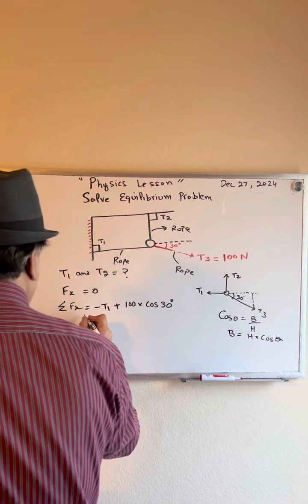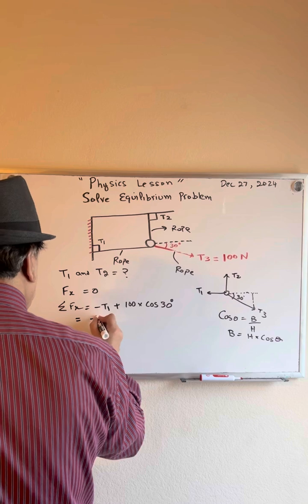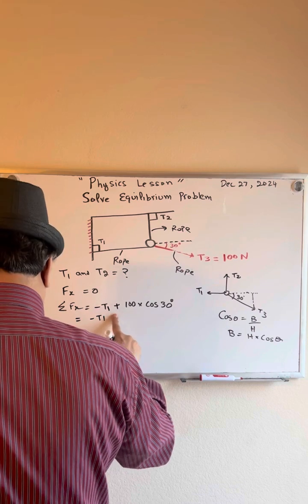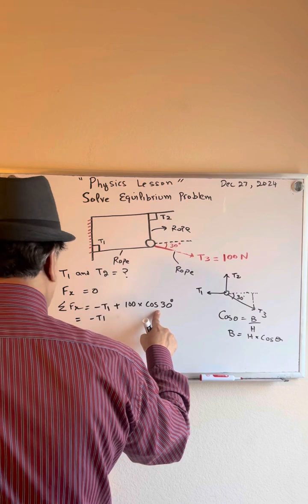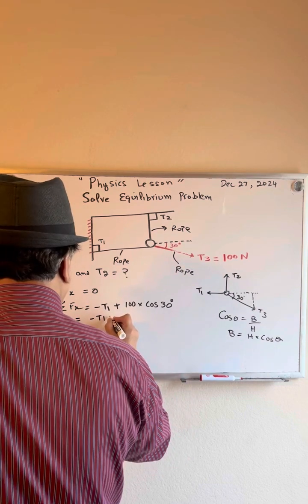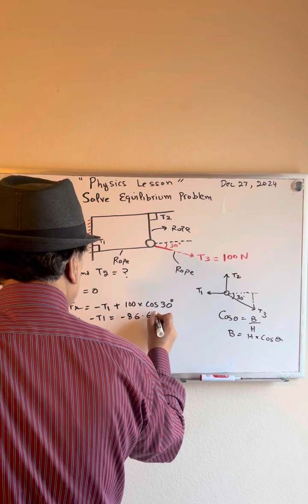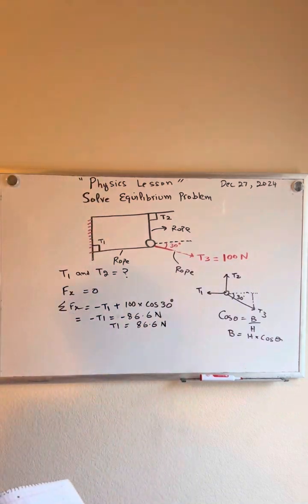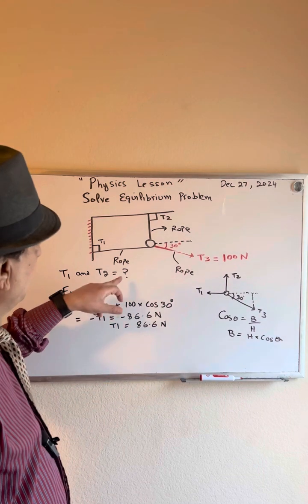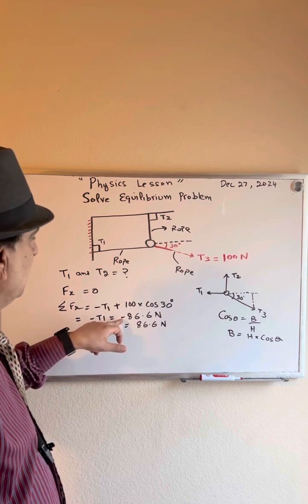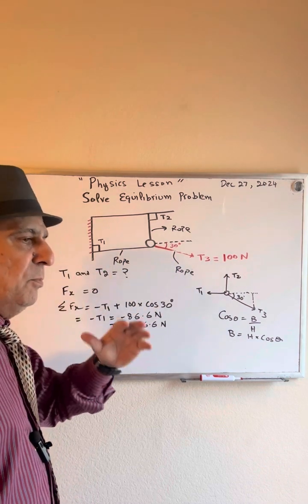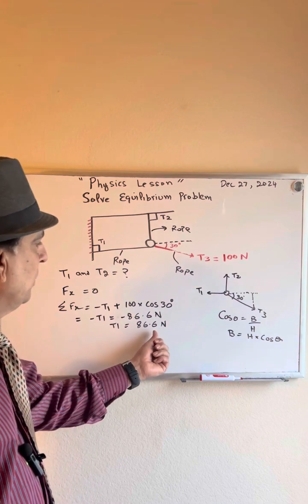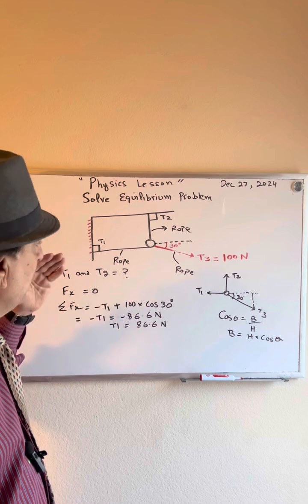So when you solve this, my friends, you will get minus T1 plus 100 times cosine theta, which is equal to 0. If you solve this, you get minus T1 is equal to minus 86.6 newtons, or T1 is going to be equal to 86.6 newtons. Now, what you have noticed is that even though we assumed in the beginning that the direction is minus for T1, once you solve the problem, it's basically telling you the magnitude. It's telling you that it's 86.6 newtons of tension.